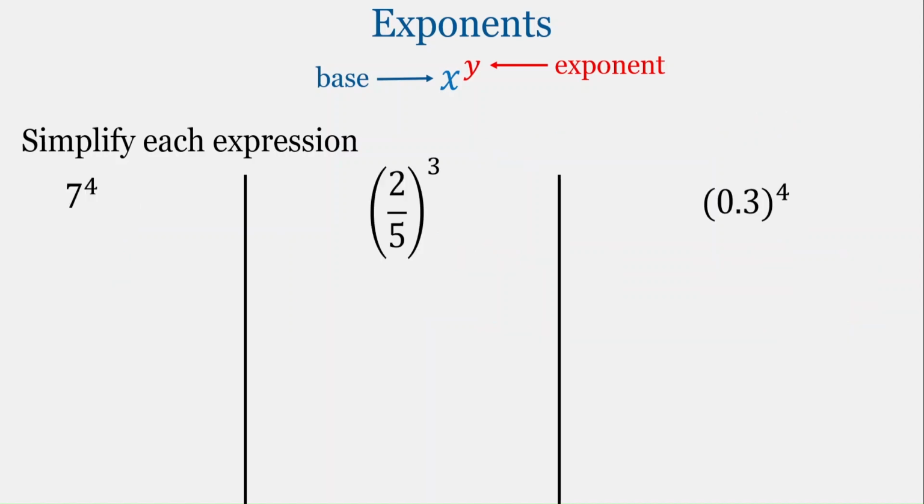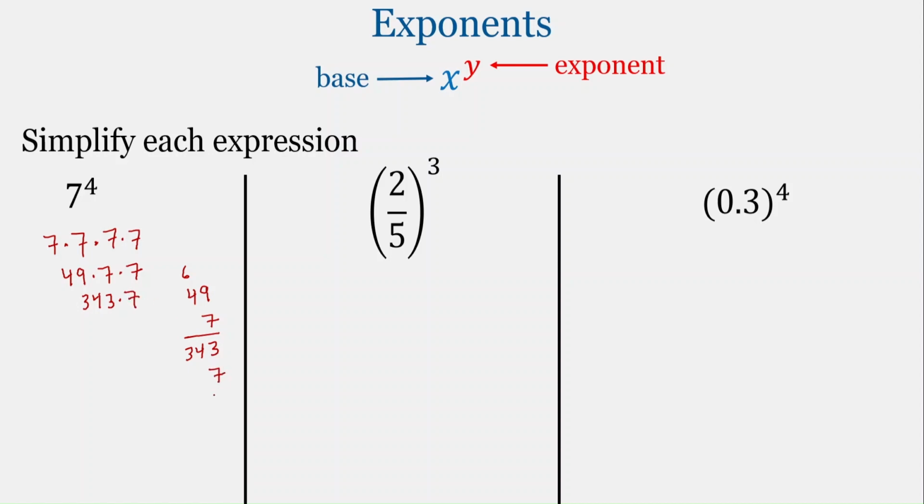Now let's practice simplifying some expressions. So 7 to the 4th power. We have a base of 7, and we're multiplying that 4 times. 7 times 7 is 49, times 7 times 7. I'm just going to multiply in pairs each time. So now we have 49 times 7. Well, that's 63. Carry the 6. 28, 34. So 49 times 7 is 343.